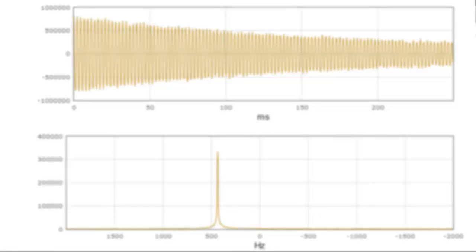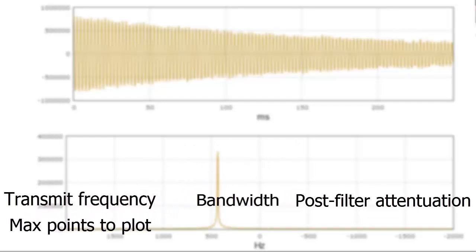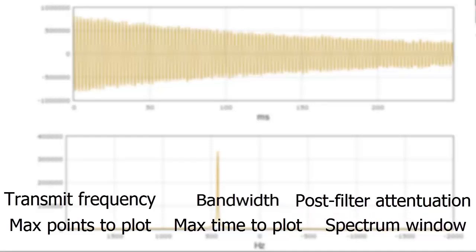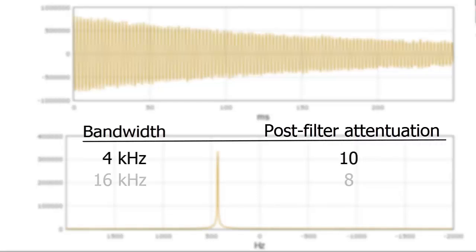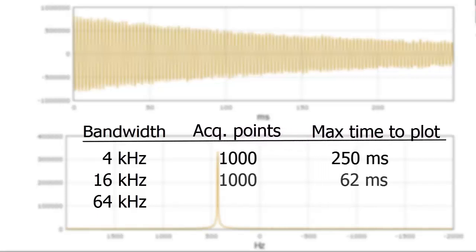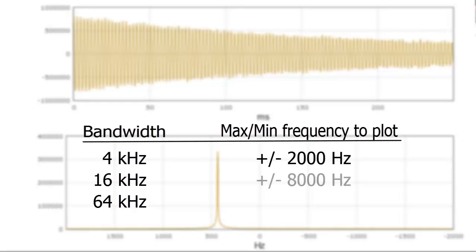In this video we learned how to adjust the transmit frequency, the bandwidth and post-filter attenuation, the maximum number of points to plot, the maximum time to plot, and also how to size the spectrum window. Keep in mind that when changing the bandwidth, the post-filter attenuation parameter must also be adjusted, and that the number of points you acquire within that bandwidth determines the maximum time you can plot within the FID window. The minimum and maximum frequency of the spectrum window is also determined by the bandwidth.